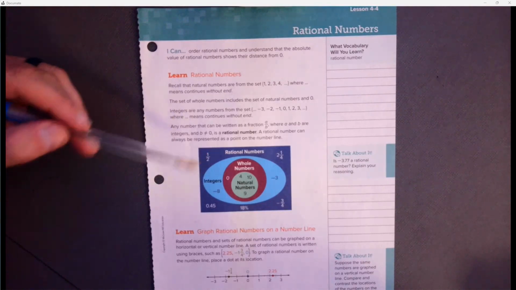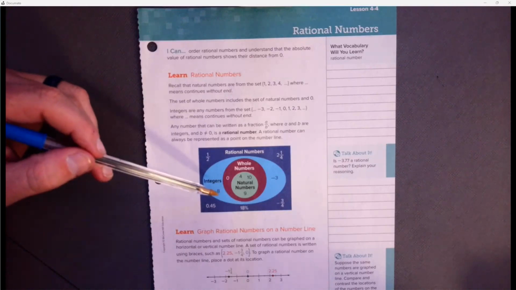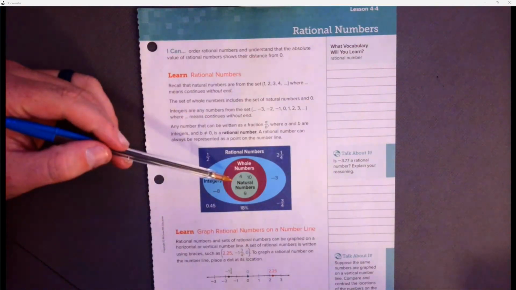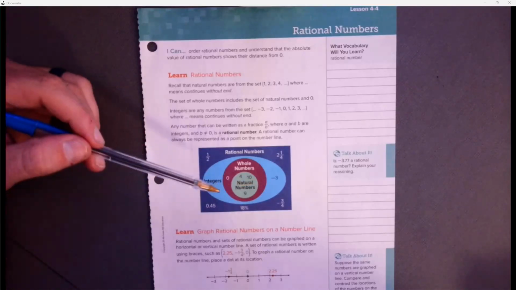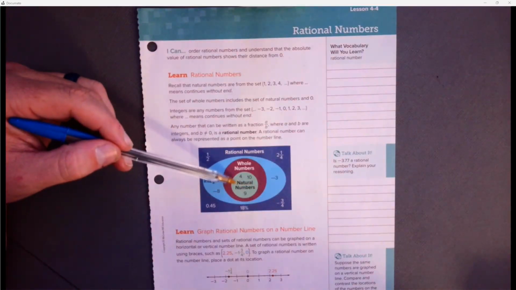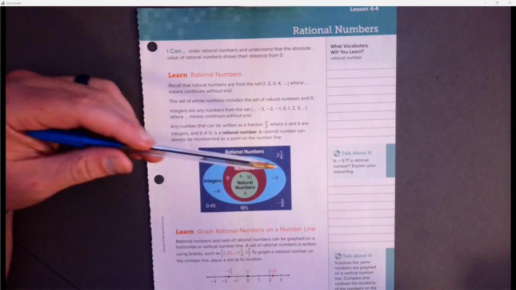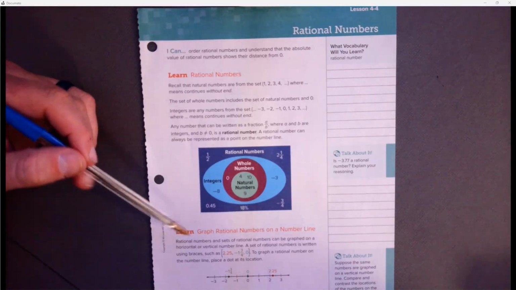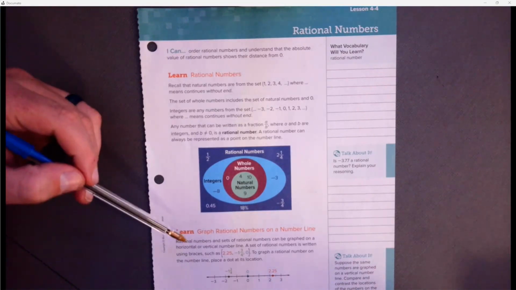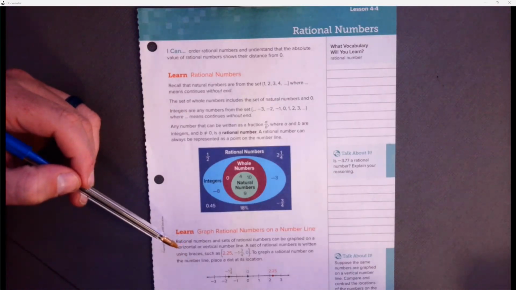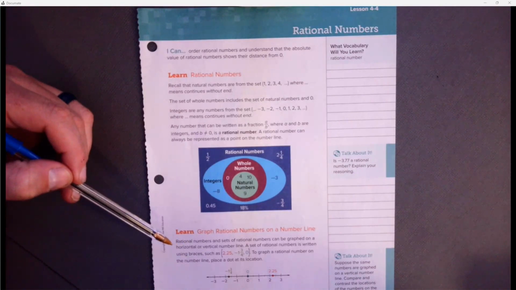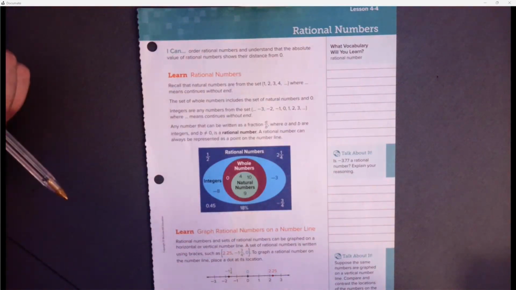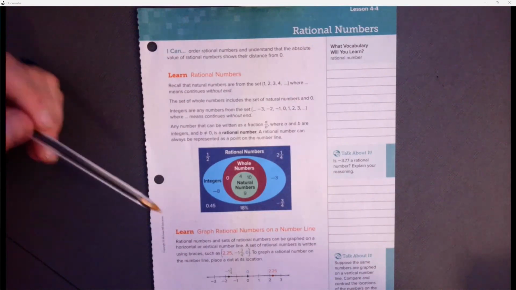So rational numbers are all numbers, where integers are whole numbers in the positive or negative direction. Whole numbers are 0 and positive whole numbers. Natural numbers are whole numbers that start with 1 and go forward in the positive direction. So the learn section at the bottom of 223: graph rational numbers on the number line. Rational numbers and sets of rational numbers can be graphed on a horizontal or vertical number line. A set of rational numbers can be written using braces, such as shown here. To graph the rational number on a number line, place a dot at its location.